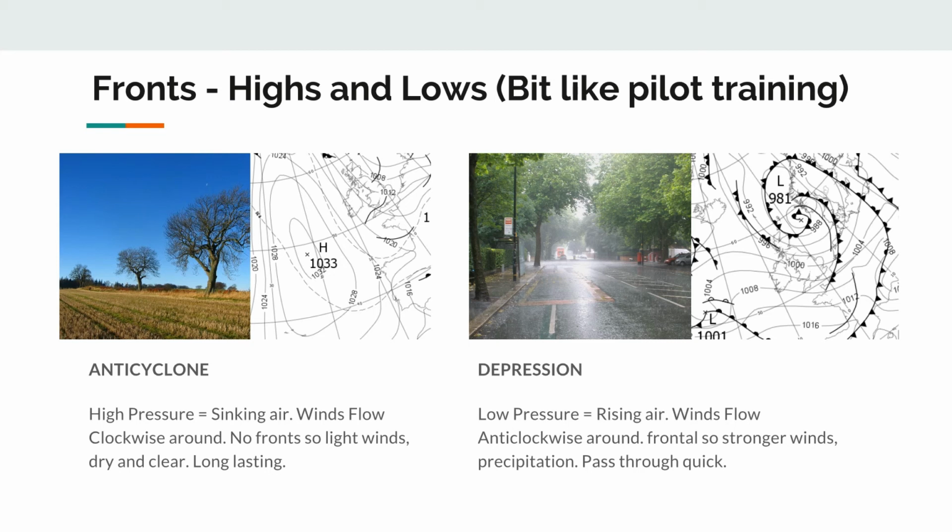However, a depression is fairly depressing, as it says in its name. It's a low pressure system, so you've got rising air, unstable air. The winds flow anti-clockwise around the system because of the cloud and the motion of the rising air, so to speak. You get these fronts attached to it, so you get these strong winds around the curved isobars, and you get lots of precipitation, but they do pass through a lot quicker.